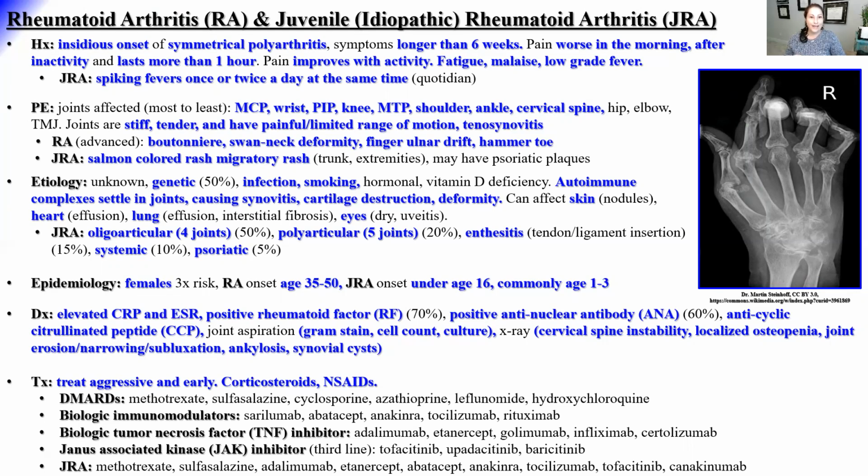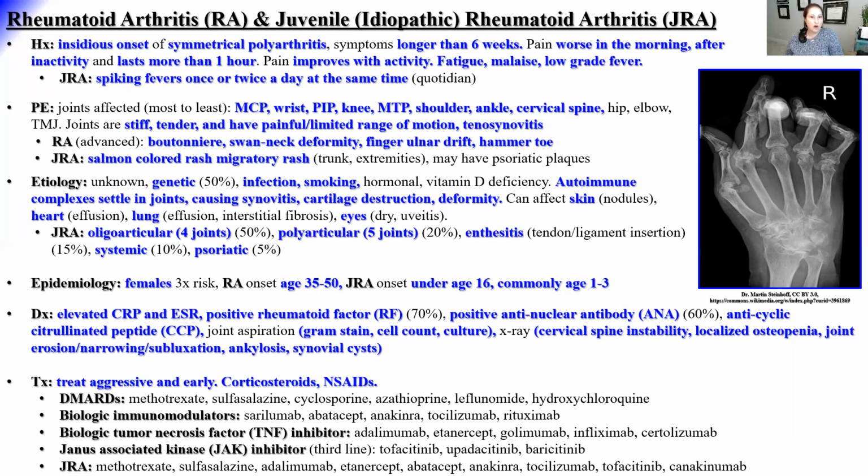On RA, as it develops into the more advanced stages, like you can see on this picture here, they can develop boutonniere deformities, swan neck deformities, finger ulnar drift, and then hammer toe in the feet. Juvenile rheumatoid arthritis, a key finding on the physical exam for this one, is a salmon-colored migratory rash that affects the trunk and the extremities. And they may also have psoriatic plaques in the 5% of people with JRA that also have psoriatic arthritis.